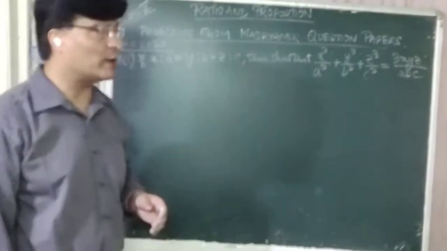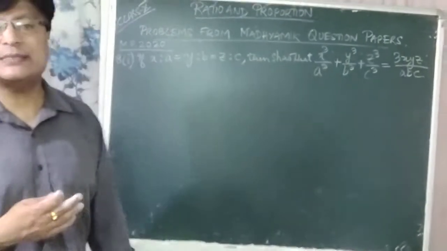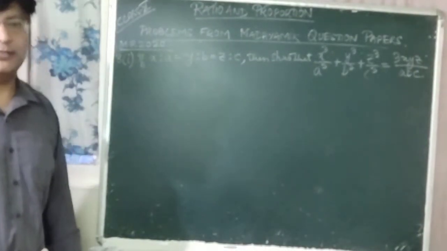So now we'll do the next question, that is from Madhyamik Pariksha 2020, that is question number 1. If x is to a is equal to y is to b is equal to z is to c, then prove that x cube upon a cube plus y cube upon b cube plus z cube upon c cube is equal to 3xyz divided by abc.